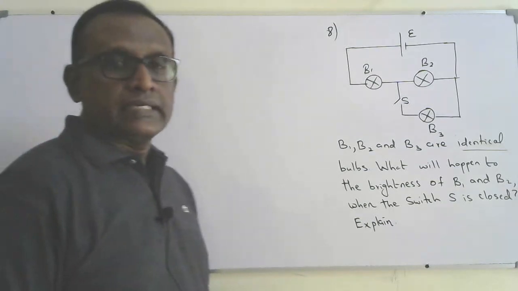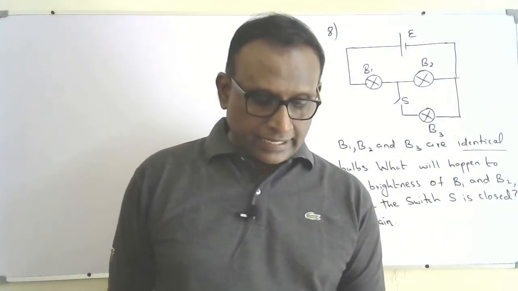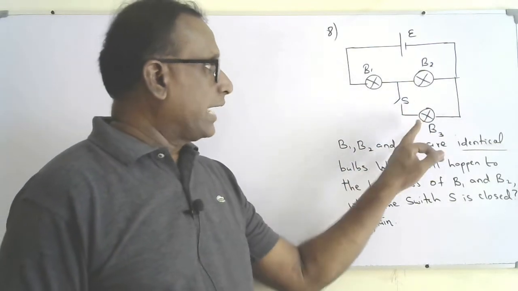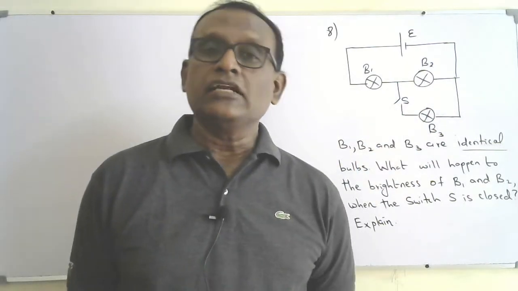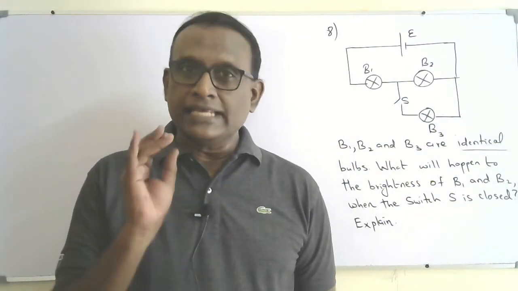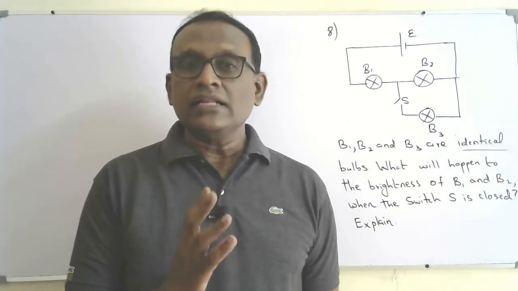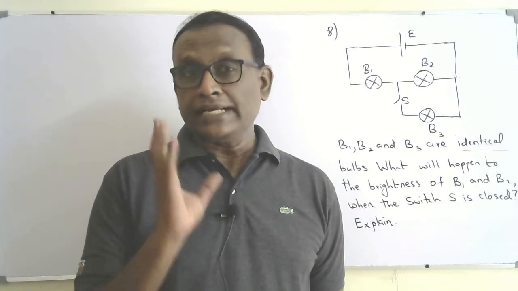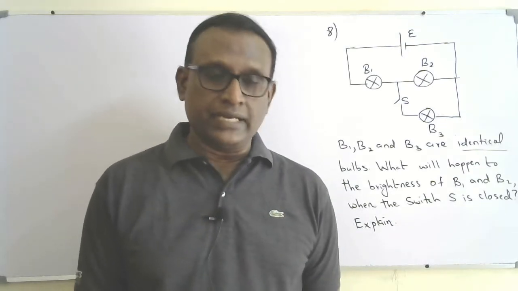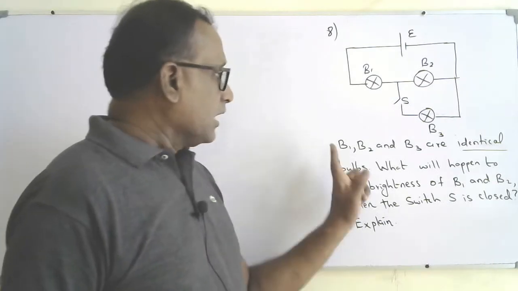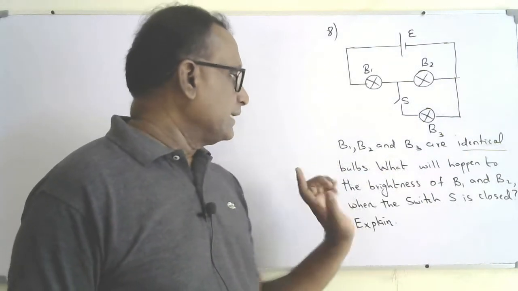Okay, so the 8th question, something related to an explaining type question. So here B1, B2 and B3 are three identical bulbs. What do you mean by identical bulbs? They have the same internal resistance and they will give the same brightness when the same voltage is applied, right? So they have the same resistance, right? So B1, B2 and B3 are identical bulbs.